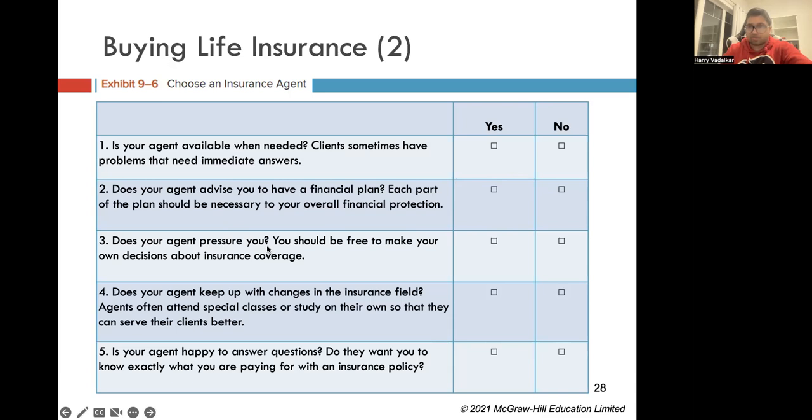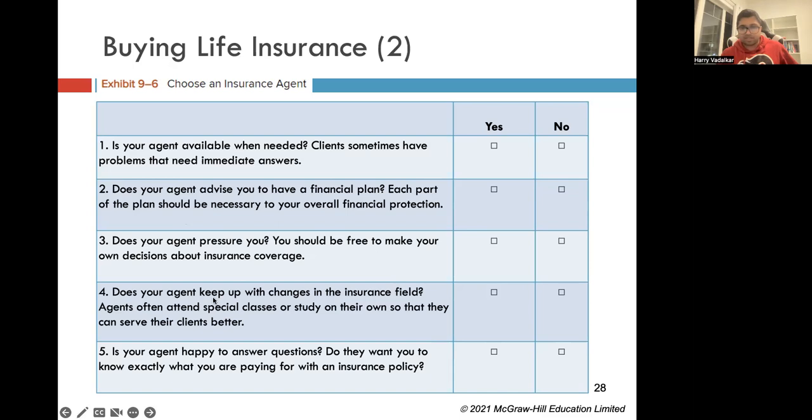Does your agent pressure you? Because sometimes with the sales tactics, the insurance industry has very high premiums, and commissions is the right word for the agents. So if your insurance agent is pressuring you too much, he or she is going to get big commissions out of you. That's why they are doing it. So they should work for your best interest, not for their own best interest. So make sure they are not. So does your agent pressure you? You should be free to make your own decisions about your insurance coverage.